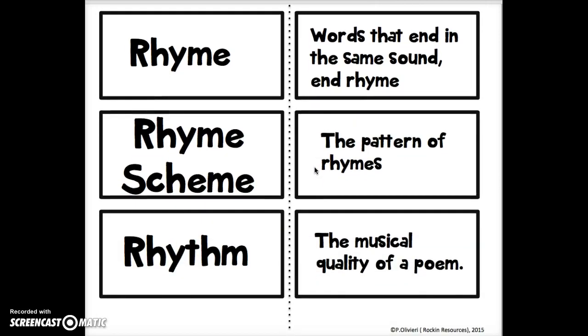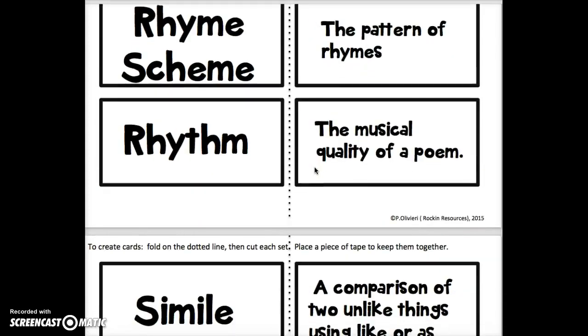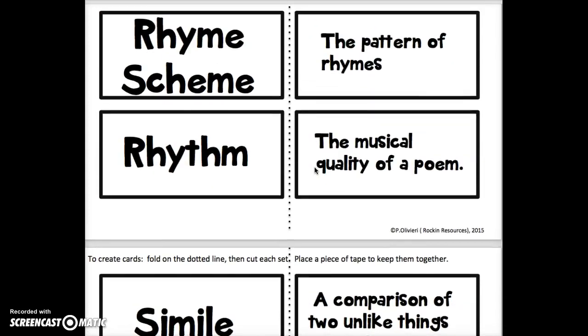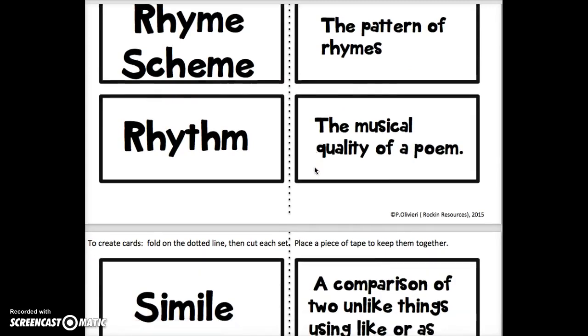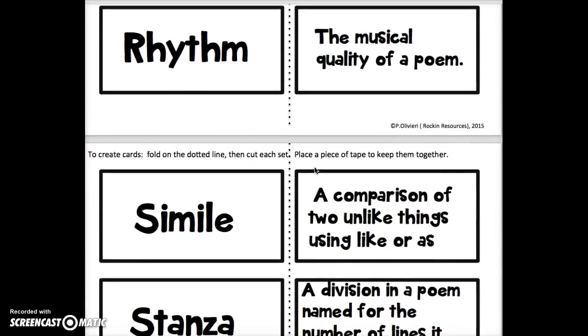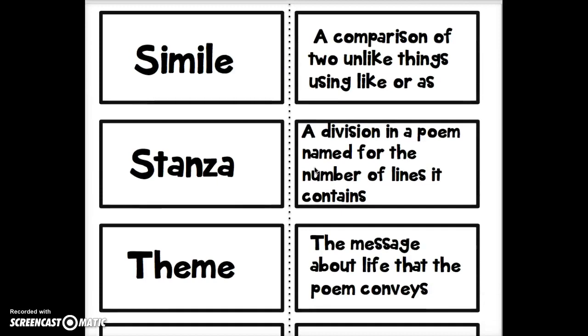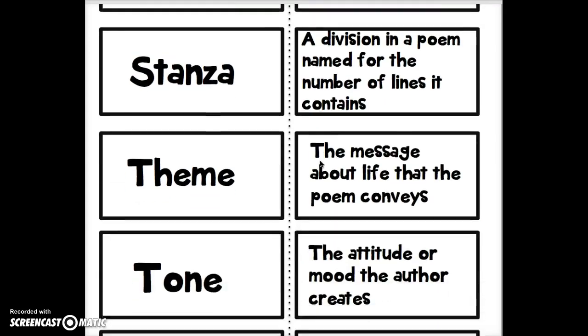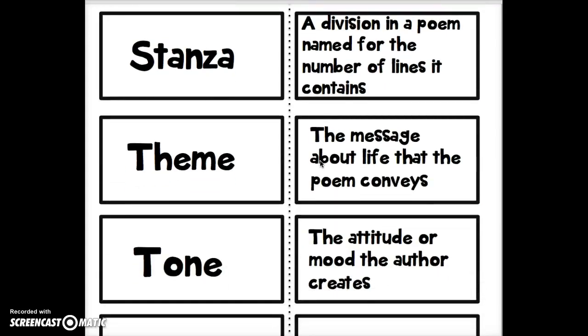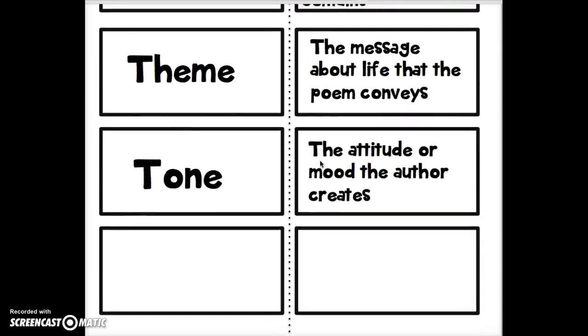Rhyme, so words that end in the same sound, which is called an end rhyme. Rhyme scheme, so the pattern of the rhymes. The rhythm, you could tell me what kind of rhythm the poem has. You might find some similes in there, which is a comparison of 2 unlike things, so 2 completely opposite things, and they're compared using the words like or as, like as cold as ice. Stanza, or a verse, so how many verses were there in the poem?